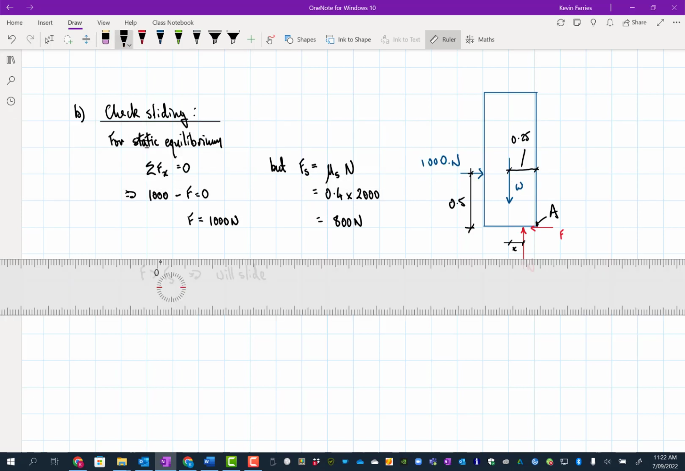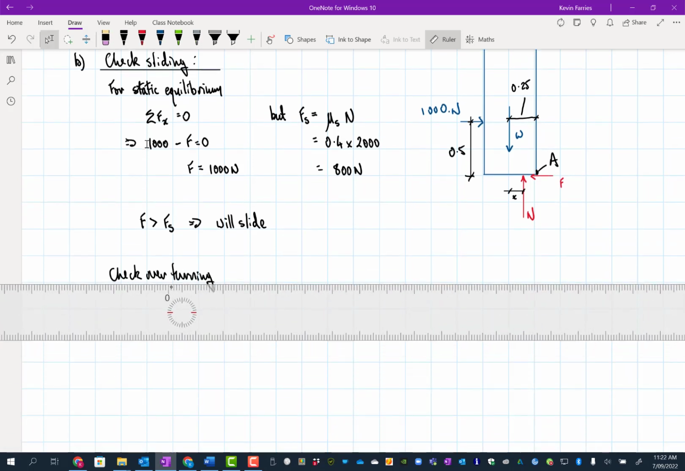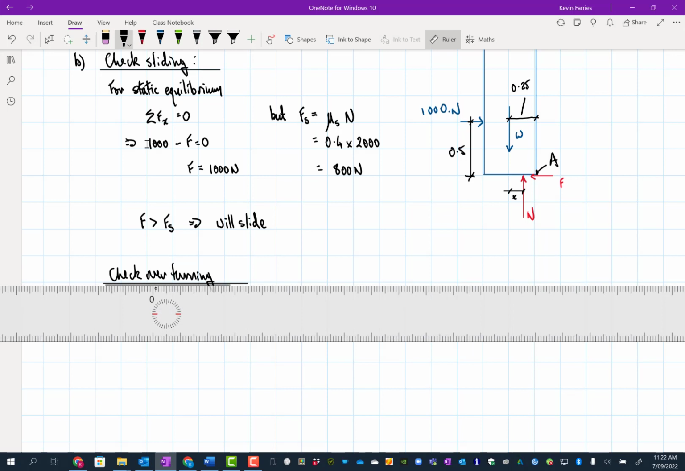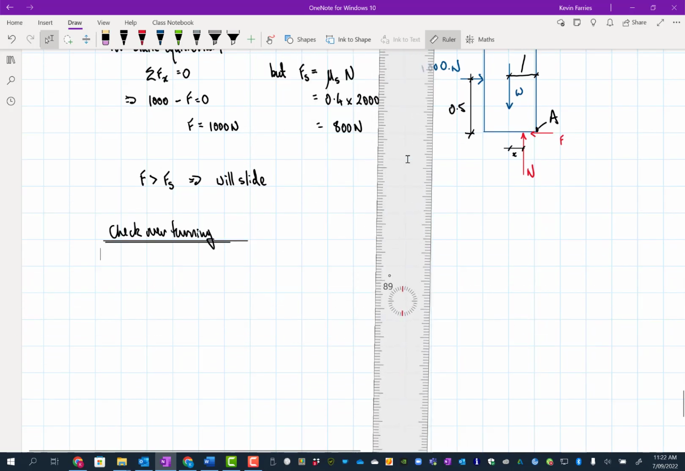Now, but we could figure out what will happen first. Will it overturn or slide first? So check overturning. And so what we can do is check what would happen at the point at which it's going to slide. Okay, so the maximum frictional force is just your static coefficient of friction times the normal force, which tells you the maximum frictional force that you can generate, and we know it's 800 newtons. So we will get up to 800 newtons and then this thing will start to slide.